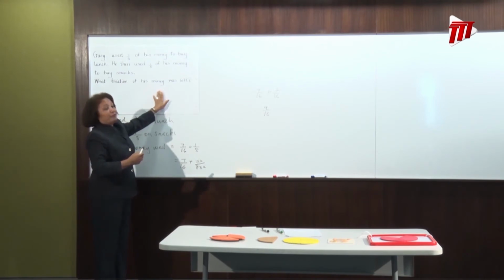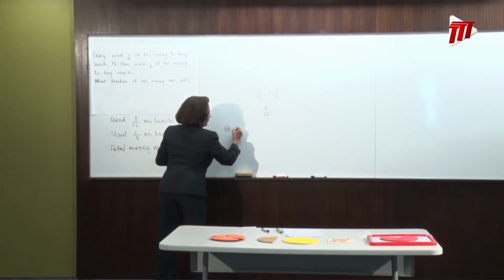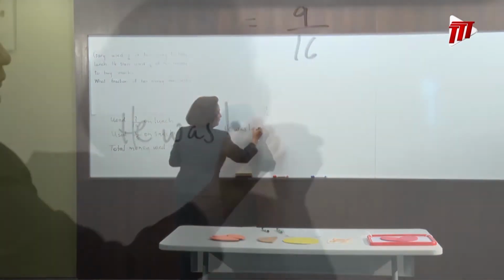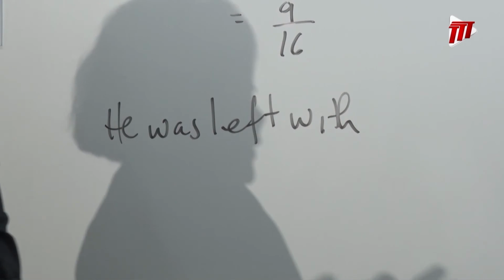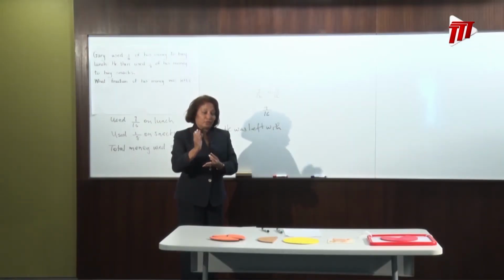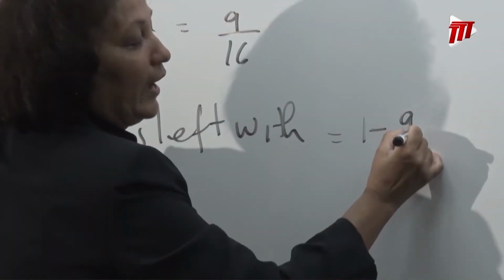We want to find what fraction he was left with. So he was left with, remember, he started off with his whole sum of money, so that would be his whole 1 minus 9/16.